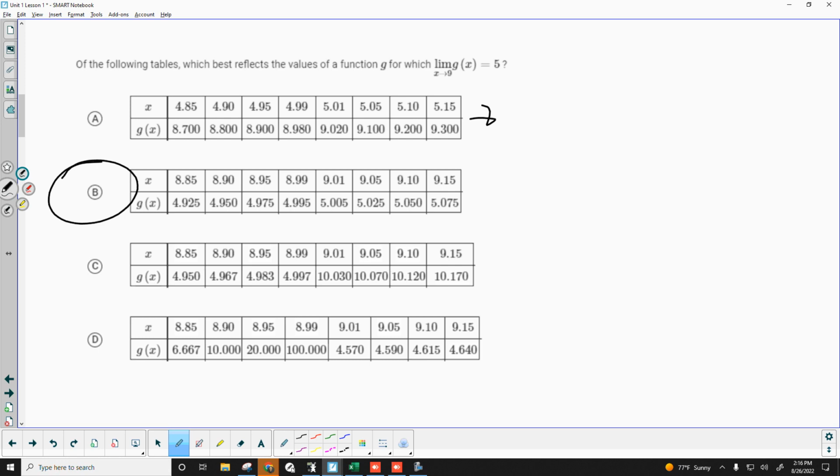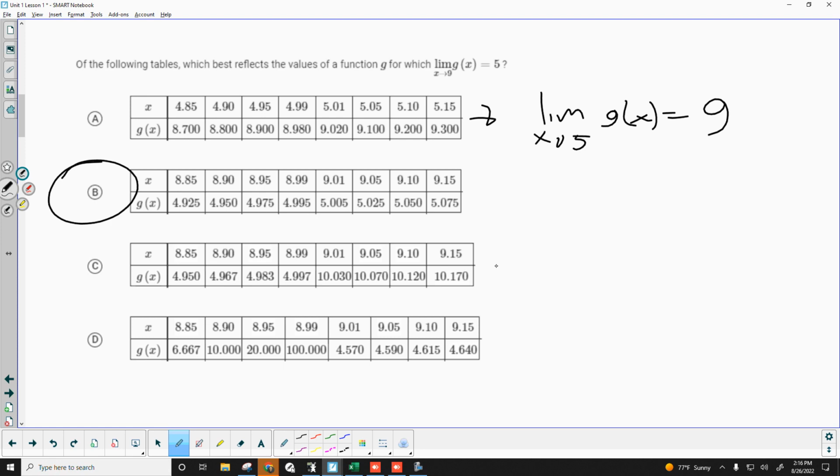All right, what's A? Write it down. What does A show you? Yep. As our x's get close to 5, our y's are getting close to 9.